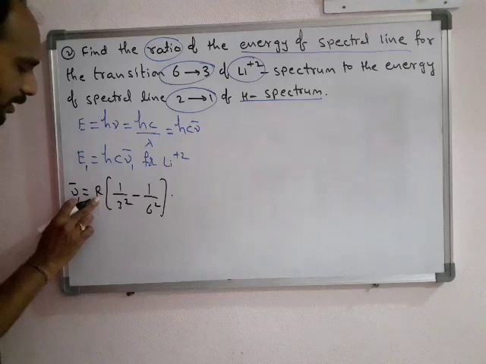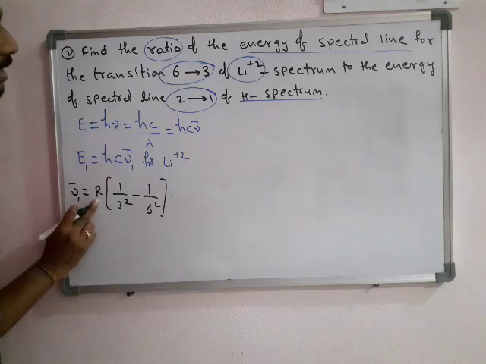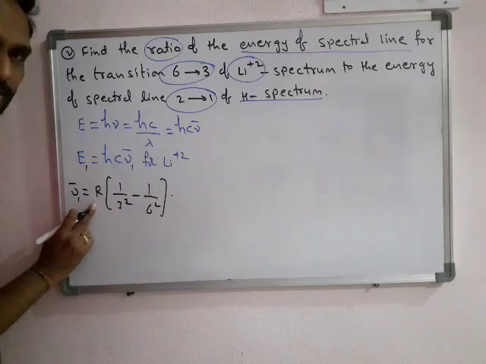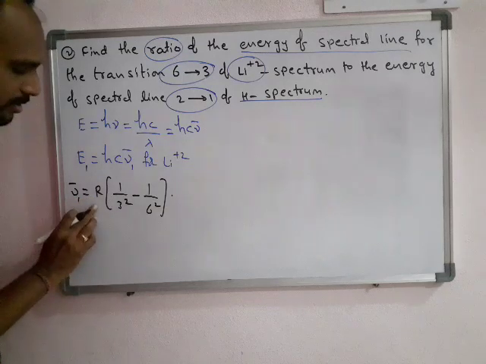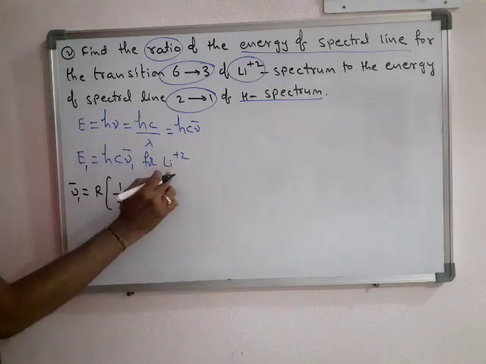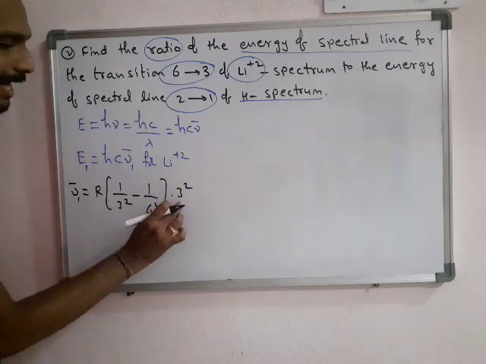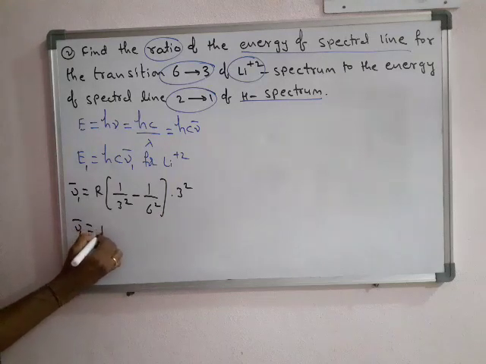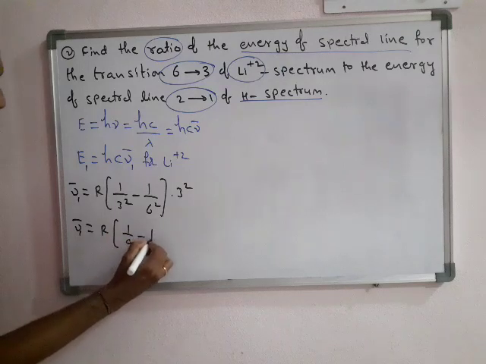Here we are not giving the R value because we need to find the ratio. In the two calculations we will get the R values, so we can cancel the R values. That's why we are not substituting the R value. So lithium plus, Z square means lithium, here we are writing the atomic number Z square. So therefore nu 1 Bohr equals, that is 9.